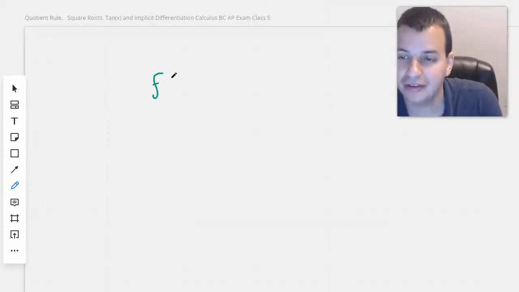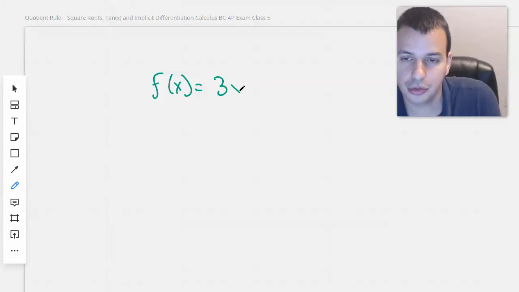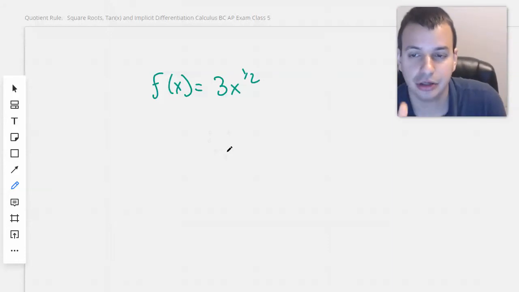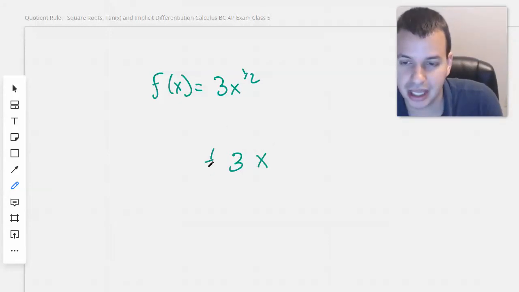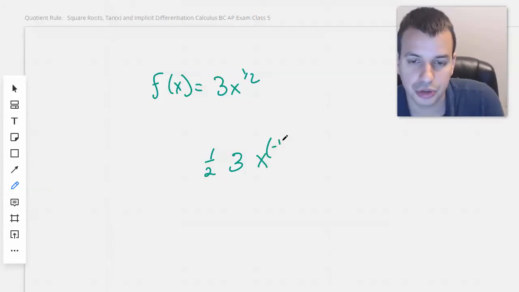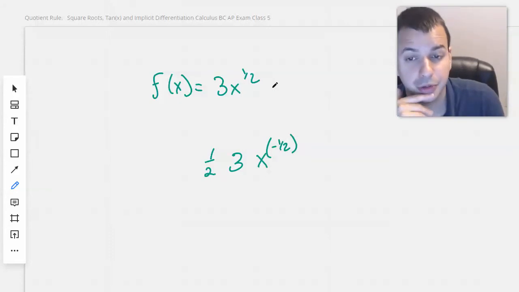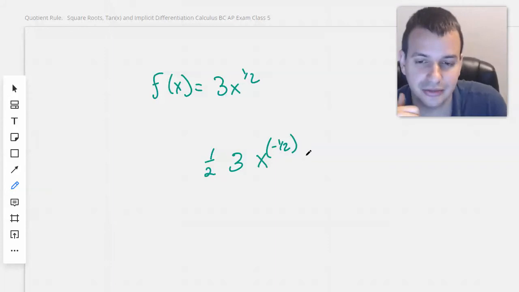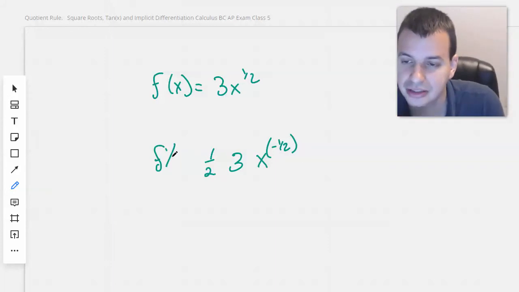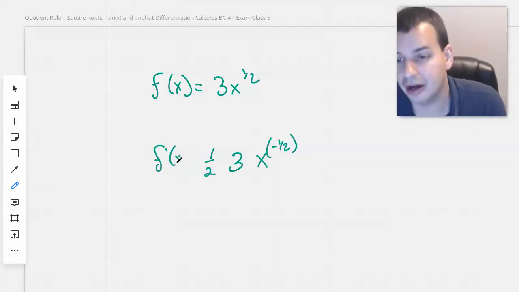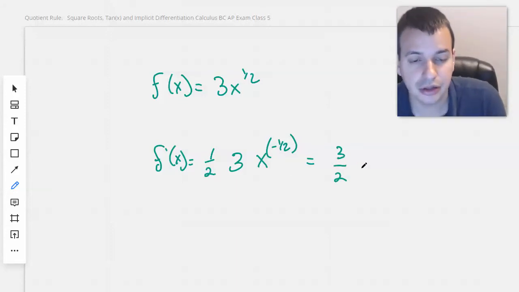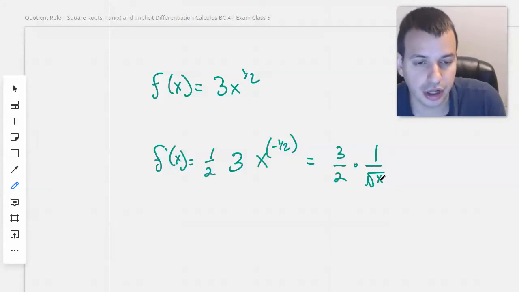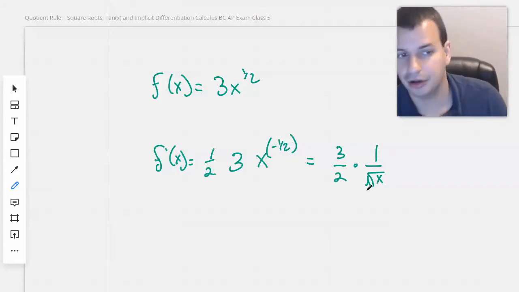So if you have, let's say, f of x equals 3x to the 1/2, you look at this as, okay, the 3 is a constant, so we pull that out. X to the 1/2, well, that's just a power, so we'll take the 1/2, move it down here, and then subtract 1 from the exponent. So 1/2 minus 1 is negative 1/2. So f prime of x would be 3/2 times 1 over square root of x. And that's all there is to square roots.